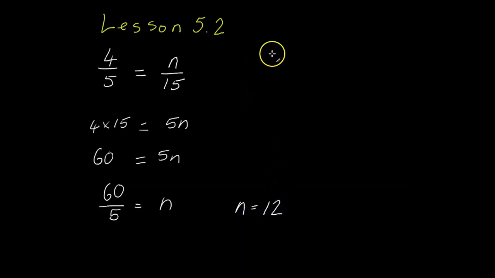We check our sum on this side just to double check. Is 4/5 equal to 12/15? Let's check. 12 times 5 is 60, and 4 times 15 is also 60. So we know that this answer is true and that n is 12.